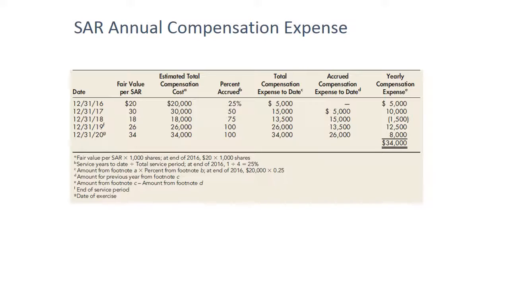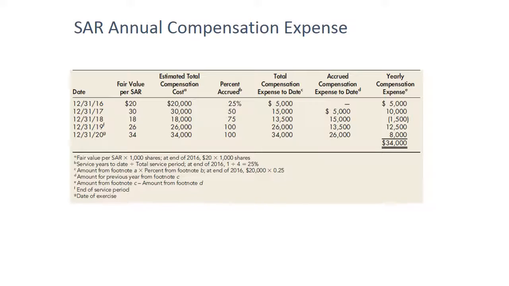In the next year, the SARs have gone down in value to $18, so the total compensation is only estimated to be $18,000 overall now. By the end of the third year, you should have recognized 75% of the compensation, or $13,500. You've already recognized $15,000, so really you're going to decrease the compensation expense by $1,500.